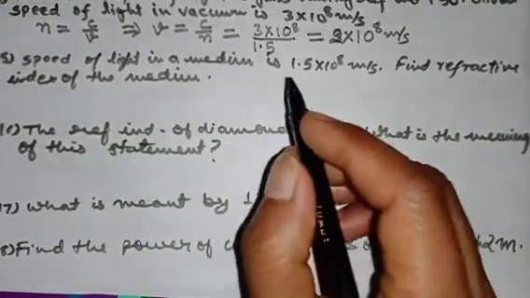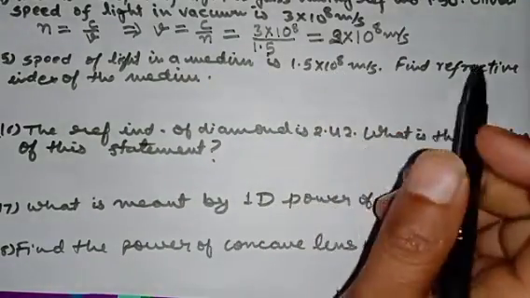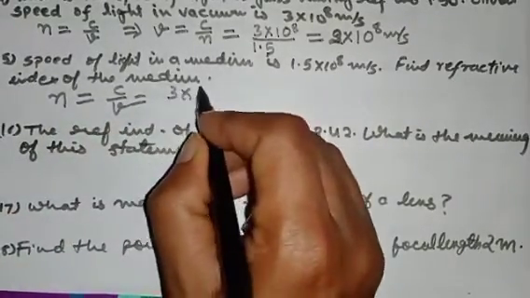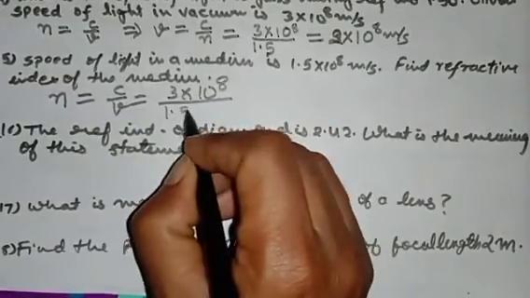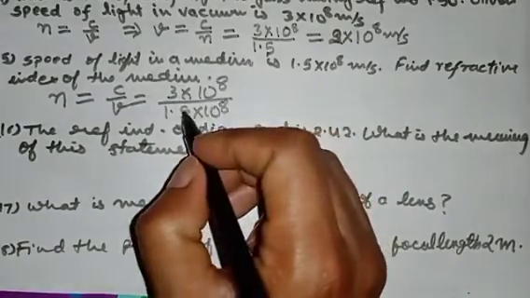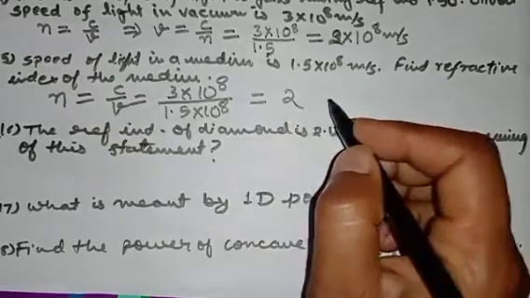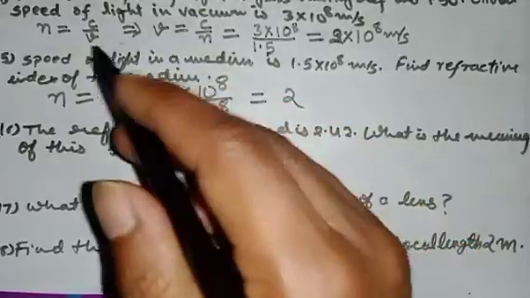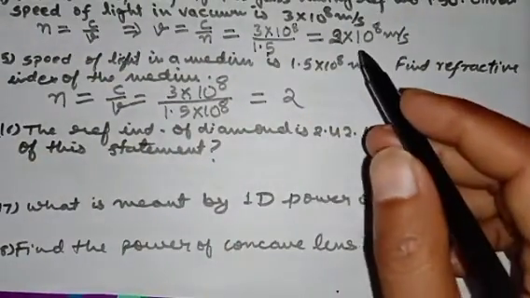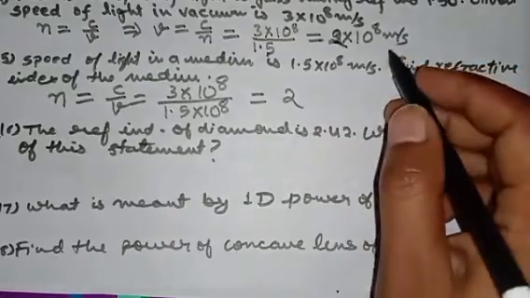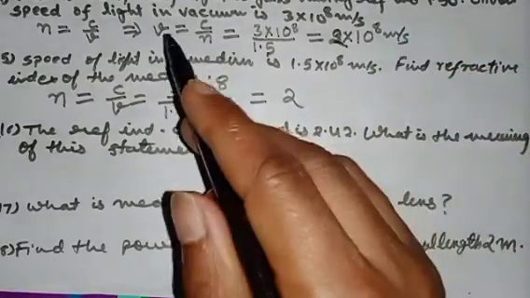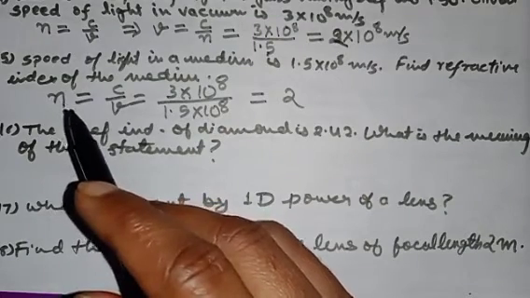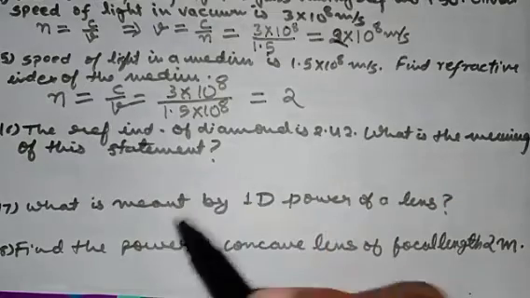The speed of light in a medium is 1.5 into 10 to the power 8 meter per second. Find the refractive index. So directly we can do this: 3 into 10 to the power 8 upon 1.5 into 10 to the power 8. This will get cancelled, and 1.5 twos are 3. That's all. Refractive index has no unit this time, because it was speed upon speed. Earlier you had a unit because we were obtaining v, but here we are obtaining refractive index n, which is unitless because it is speed upon speed.